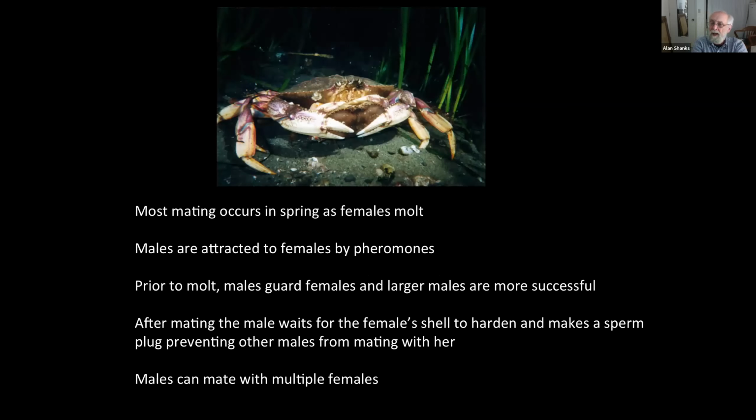Most mating occurs in spring as the female molts. Males are attracted to females as they're about to molt by pheromones, chemicals released by the female. Prior to molt, the males guard the females, and larger males are more successful. So this picture here is a large male crab carrying around a female crab that's about to molt, and then he's going to mate with her after she has molted. He carries her around till the shell hardens, and then he makes a sperm plug gluing her. Males can mate with multiple females, and they compete for females, which is why they've evolved to be larger than the females, because you've got this male to male mating.